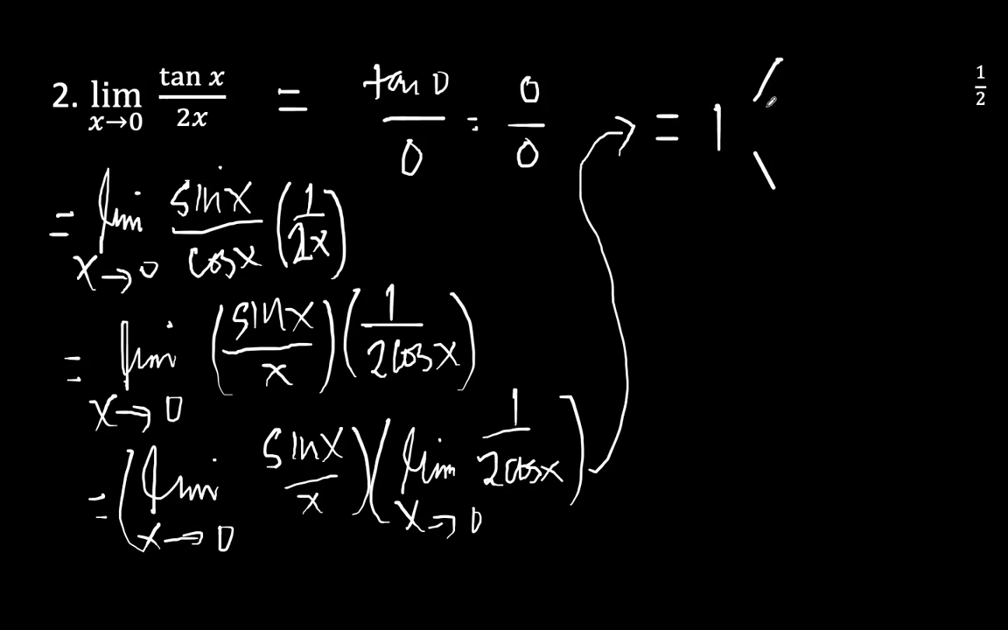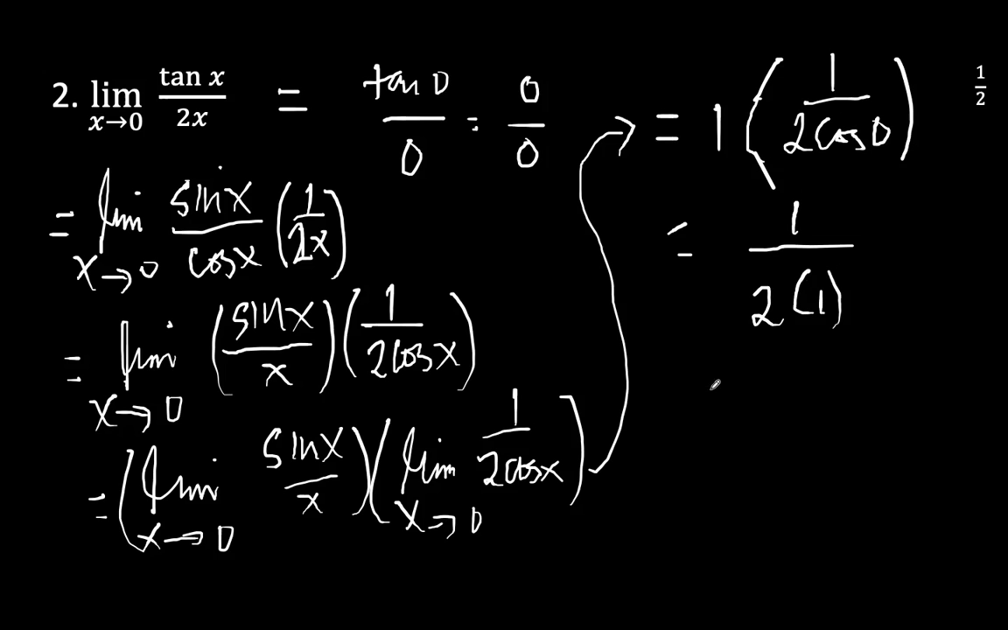And the limit of 1 over 2 cosine x as x approaches 0 is, since 0 is part of the domain of cosine x, so therefore we can do direct substitution, right? So we have 1 over 2 cosine 0. What is cosine 0? Cosine 0 is equal to 1. So this becomes 1 over 2, and this results to 1/2. So the answer is 1/2. Okay, and I hope we got the same answer again.